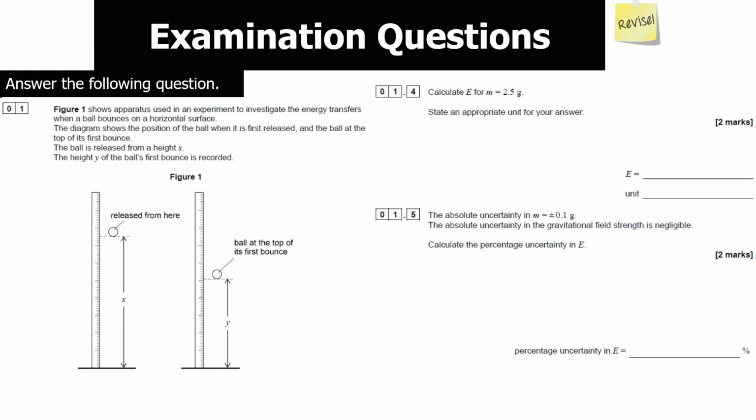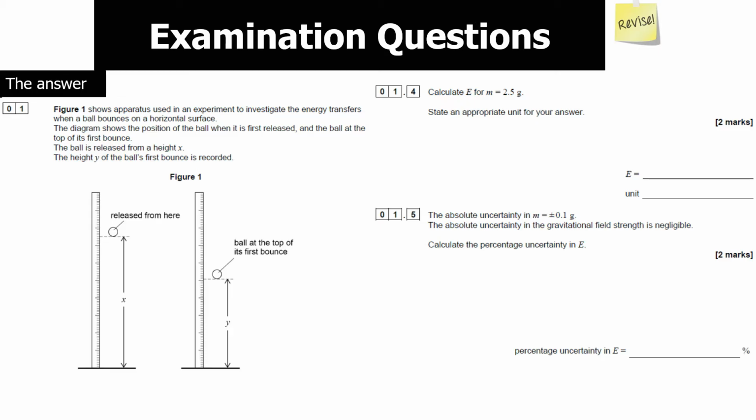Now the next question says, calculate E for mass equal 2.5 grams, state an appropriate unit for your answer. Then the absolute uncertainty in M is plus or minus 0.1 g. The uncertainty in the gravitational field strength is negligible, so calculate the percentage uncertainty in E. So pause the video now, then unpause the video when you want to go through your answer.